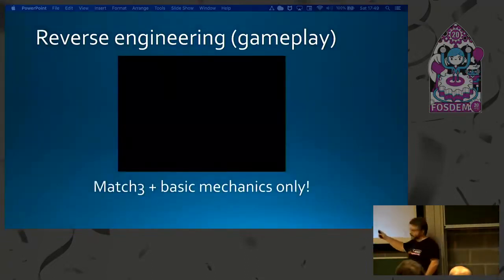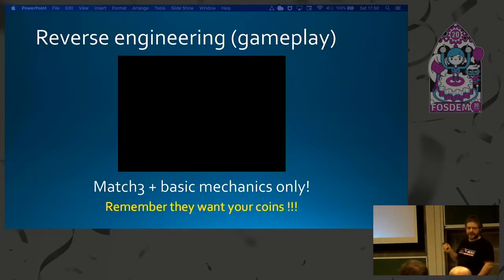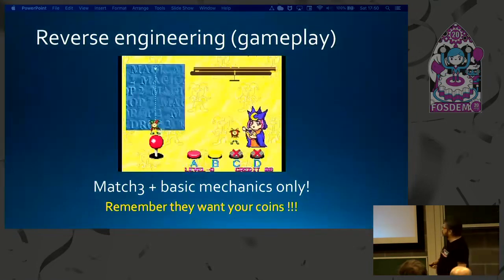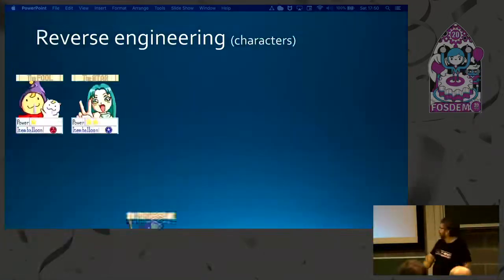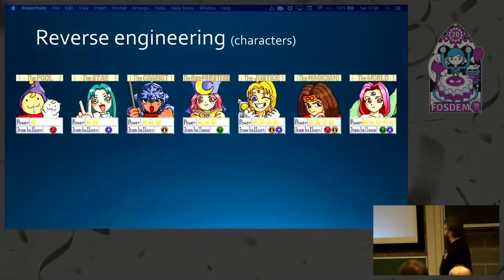So what do they tell us? It's a match 3 game and they only give us the basic mechanics. Why? Because this was an arcade game. They want your coins. So you need to spend some coins to learn more about the game, about combos, about attack patterns, about scores. You can do different plays where the same amount of bubbles popped will give you fewer points or fewer attacks on the enemy.